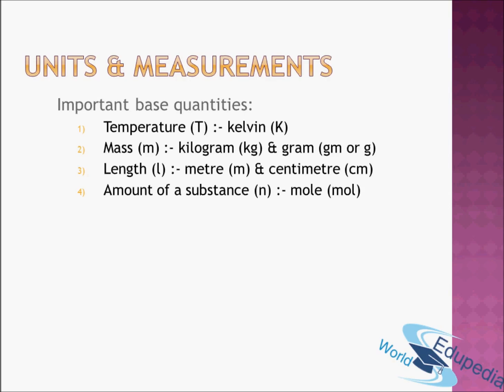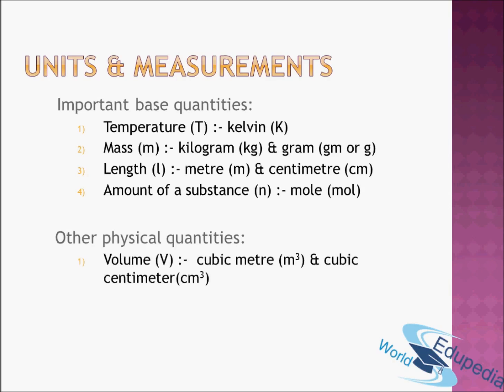For example, let's say you have volume of a substance. Now the quantity volume is nothing but multiplication of length, breadth and height. So it is simply cube of length. Volume can be measured as cube of length and its unit will be cubic meter, that is meter into meter into meter, or in CGS system it will be centimeter multiplied by centimeter multiplied by centimeter.